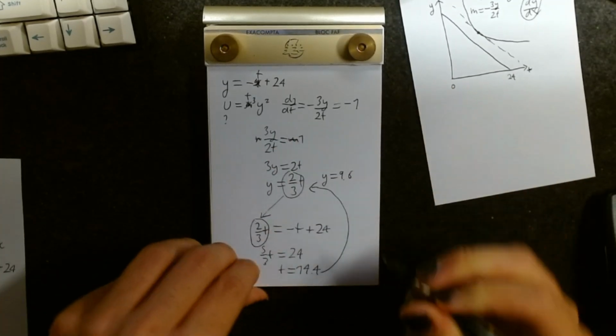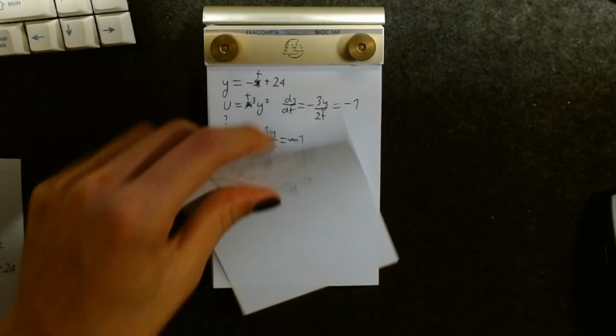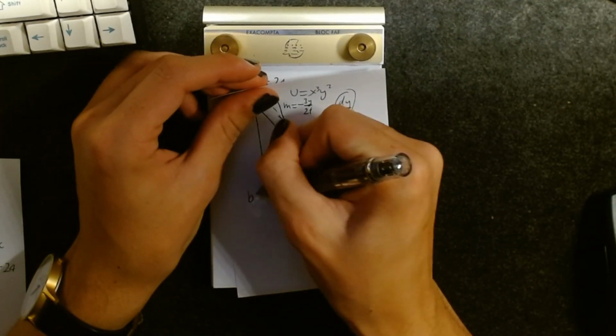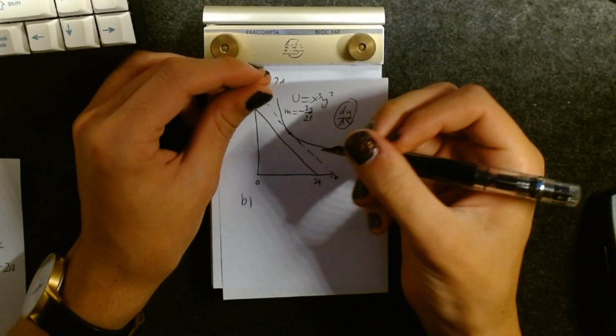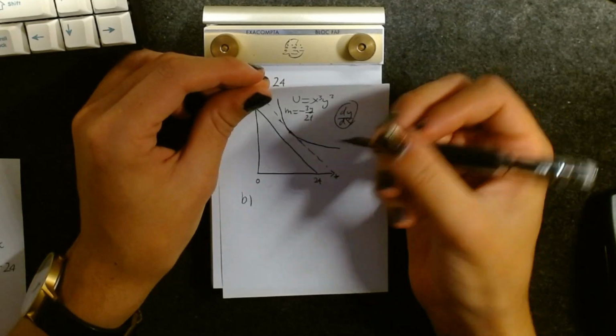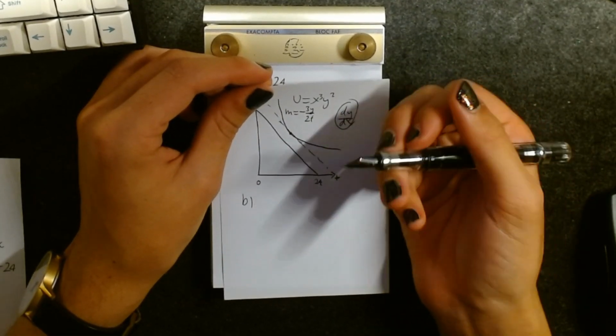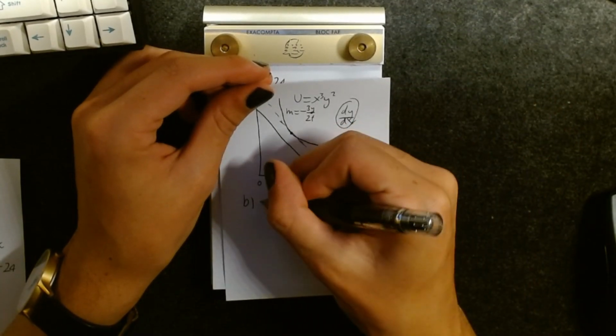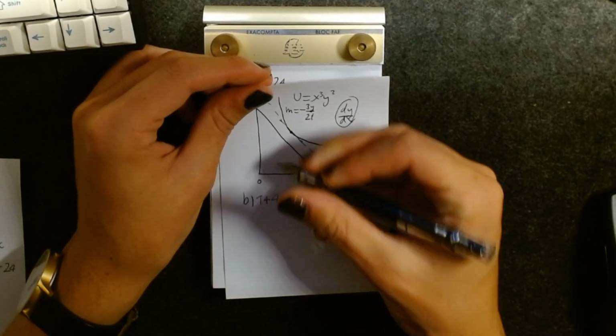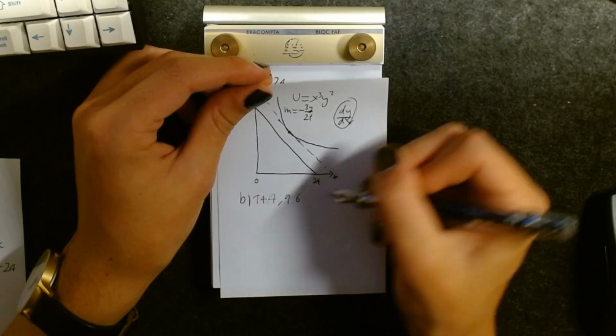And there we go. So for B, the answer for the optimal bundle, the choice, let me read this over again: what is the choice of hours of work and consumption in a given day? This is what it's going to be: 14.4 and 9.6.